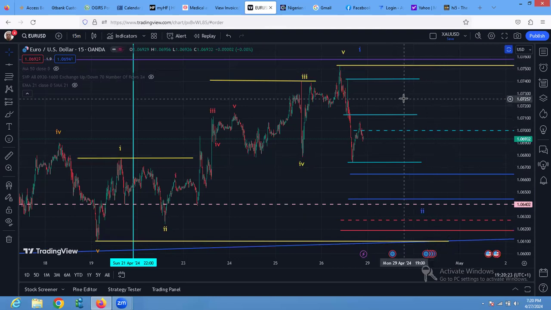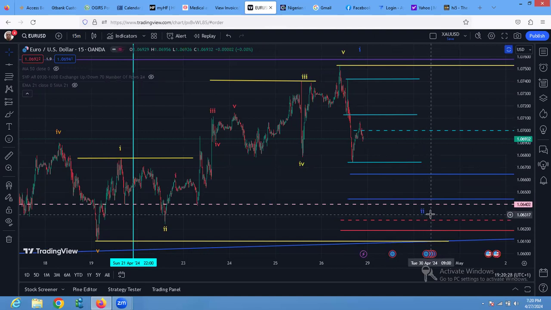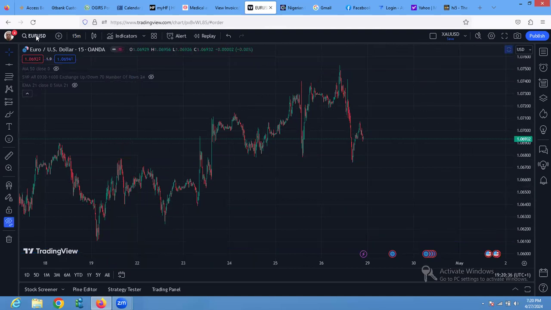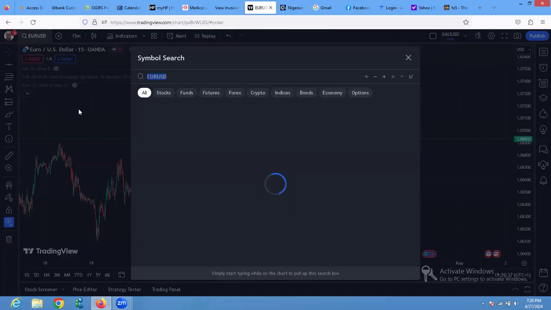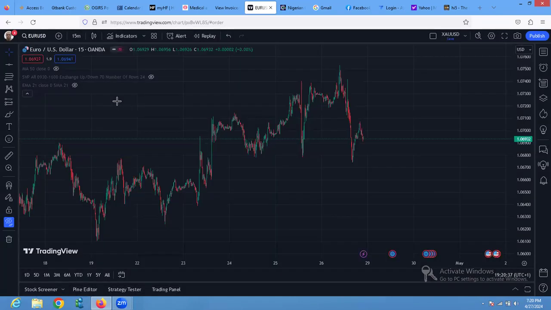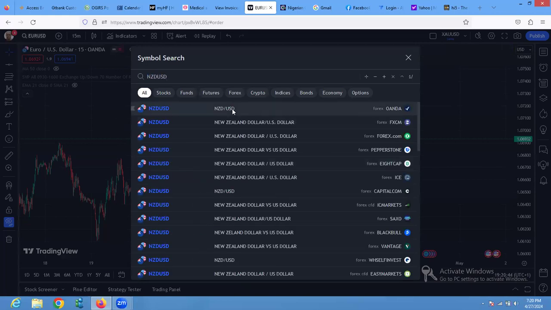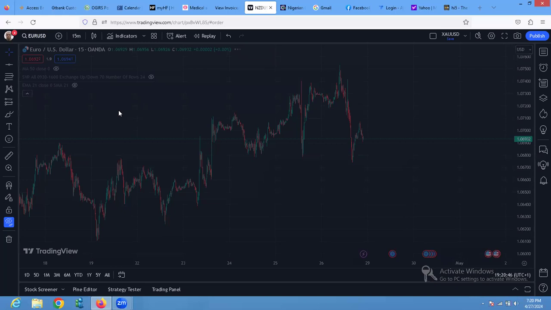But what is popular now is an ABC correction to the downside. That is what is popular. So anyhow, we are still going to the upside to break the top. Now, having said that, the other one we want to look at quickly is NZD/USD. NZD/USD. What are we looking at?